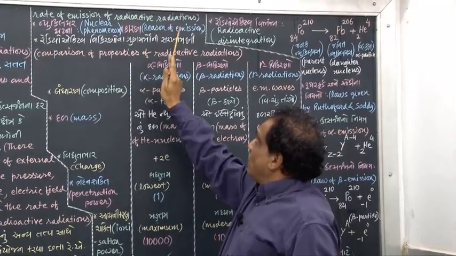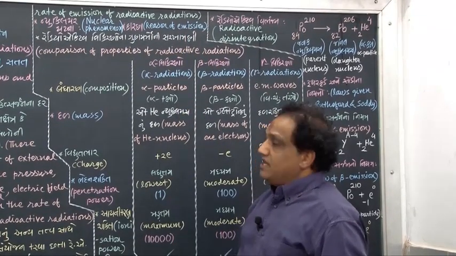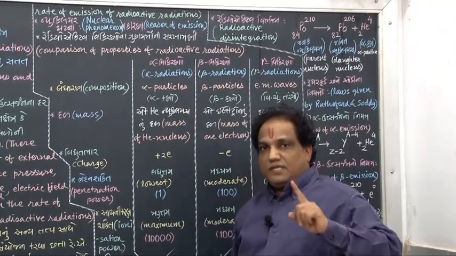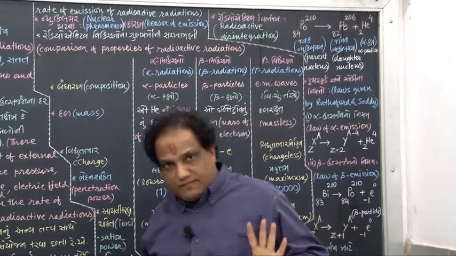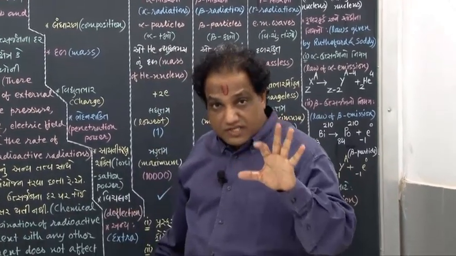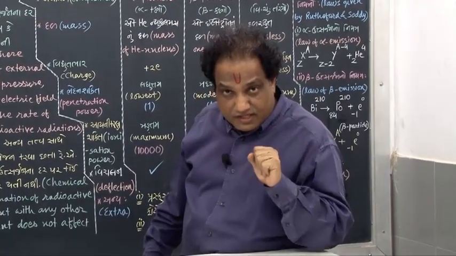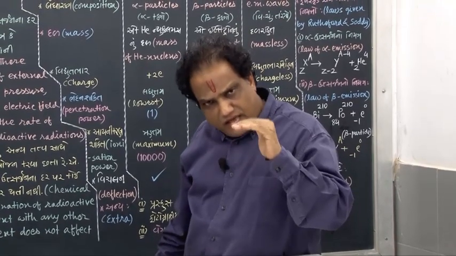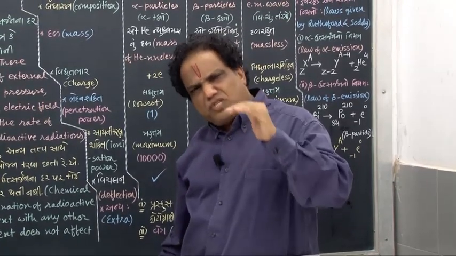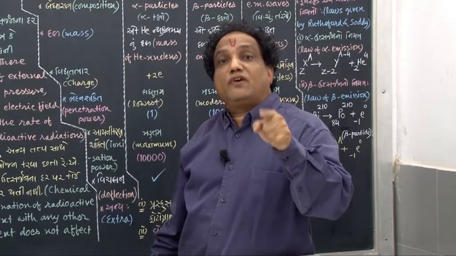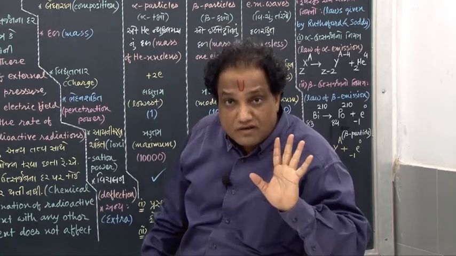What is the reason for emission of radioactive radiations? See, these elements are naturally unstable. You know why they are unstable? They have energy much more than what they require to remain stable.